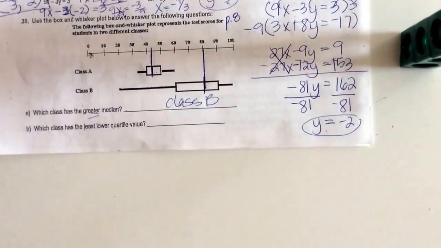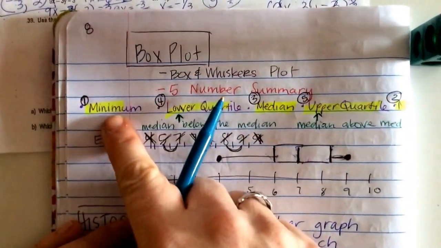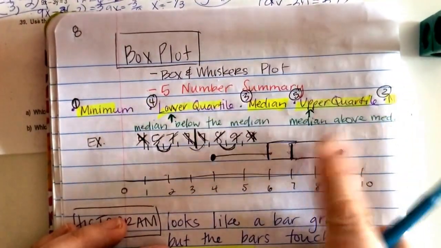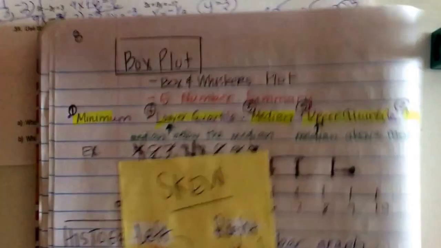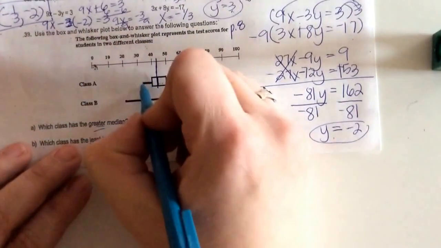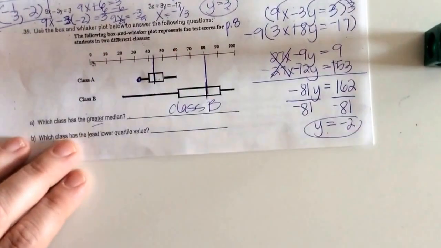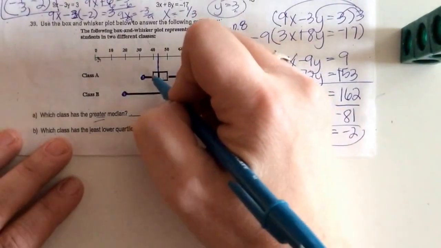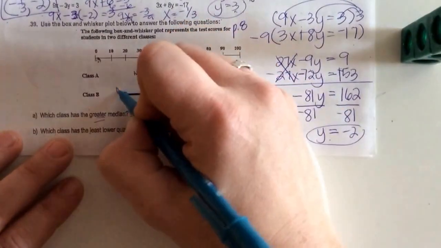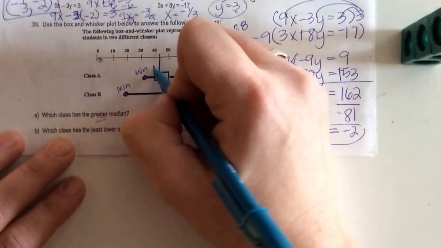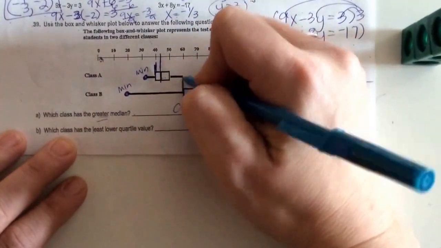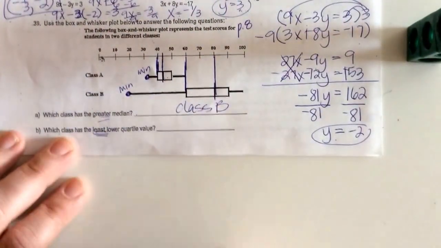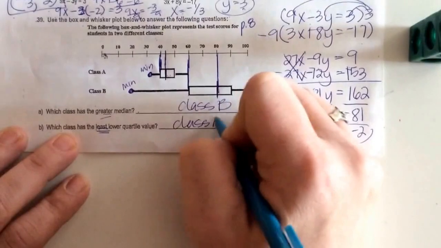Which one has the least lower quartile? And again, remember, we have minimum, lower quartile, median, upper quartile, and maximum. The lower quartile is here, and the lower quartile is here. Oh no, I'm sorry, that's the minimum. Lower quartile is here, and lower quartile is here. Which one has the least lower quartile? Class A.